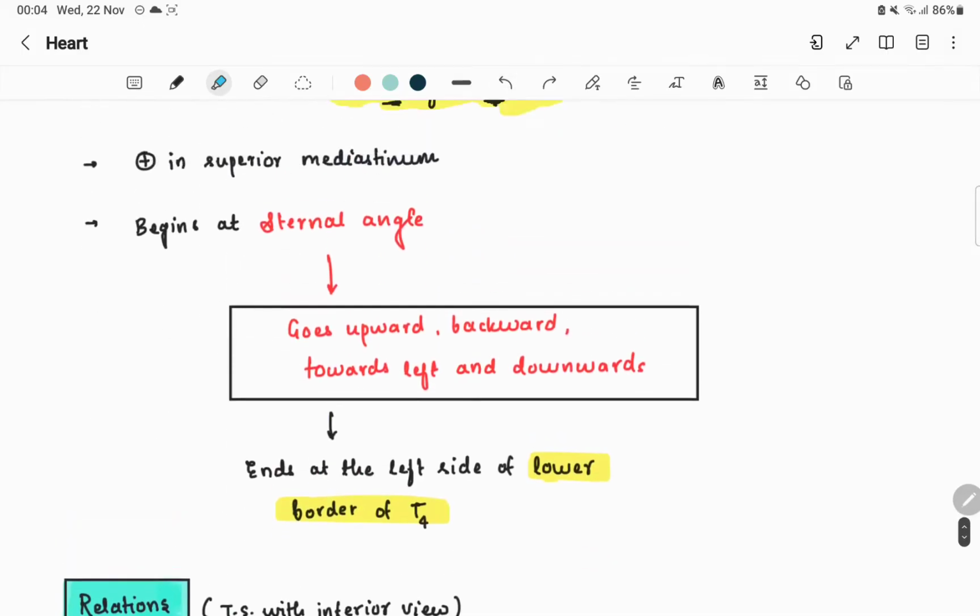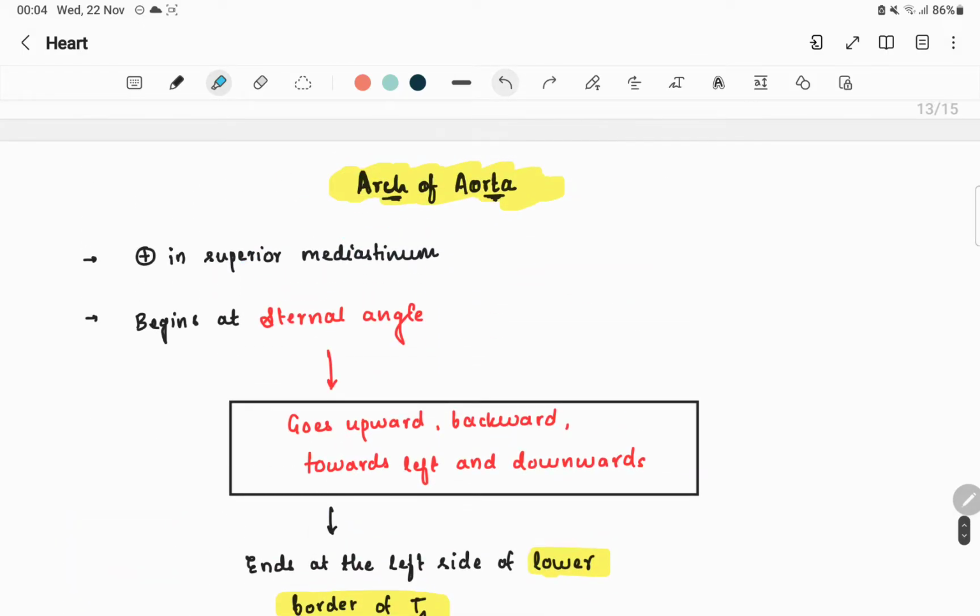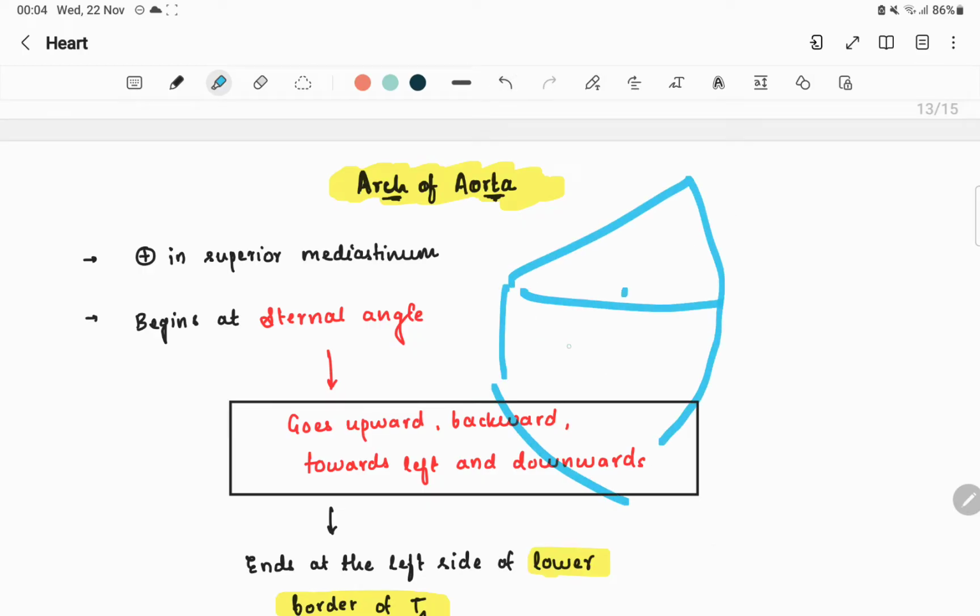Understood? Let's talk about the arch of aorta. What is the arch of aorta? It is present in the superior mediastinum. It's the content of the superior mediastinum. The superior mediastinum is the part bounded by T4 and the sternal angle. Up to the sternal angle like this we had a mediastinum, right? This is the superior mediastinum in which the arch of aorta is present.